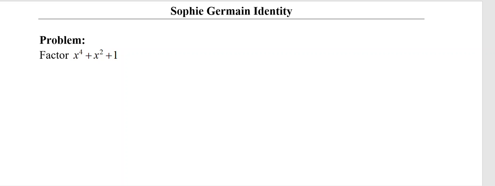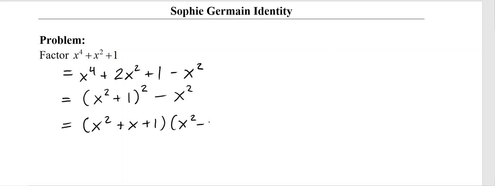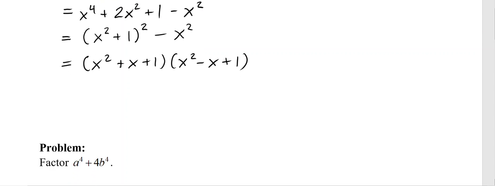Okay, the key to factoring this is an idea known as completing the square. So what I'm going to do is add an x squared to this expression, arriving at this, and then subtract an x squared. And the purpose of doing this is that the first three terms now factor into a perfect square, x squared plus 1 squared. And now we have a familiar form. It's called a difference of squares, and this factors into x squared plus x plus 1 times x squared minus x plus 1.